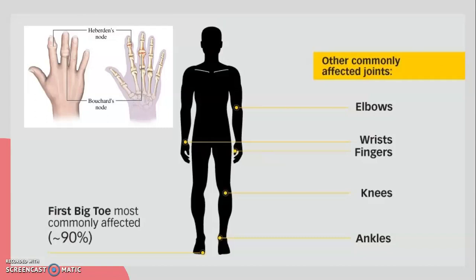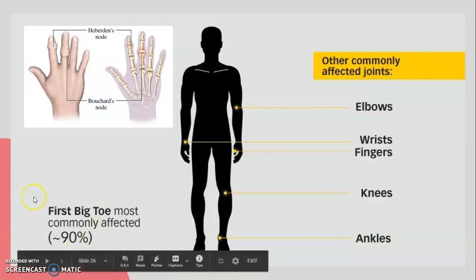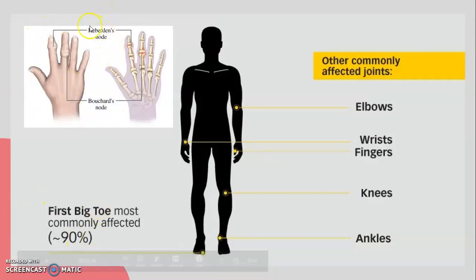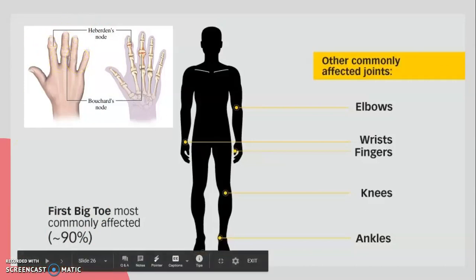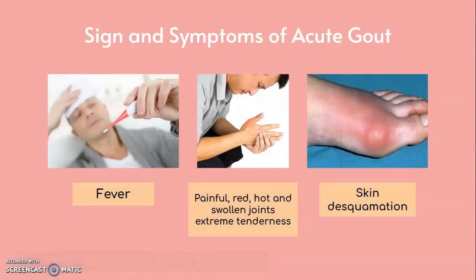Inflamed Heberden's or Bouchard's nodes may be a first manifestation of gouty arthritis. This picture right here illustrates the Heberden's and Bouchard's nodes that have been inflamed. So if you can see here, this is the inflamed Heberden's node and this is the inflamed Bouchard's nodes. Alright, let's go on to the signs and symptoms of acute gout.